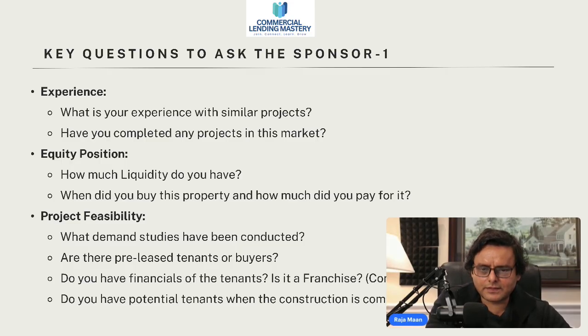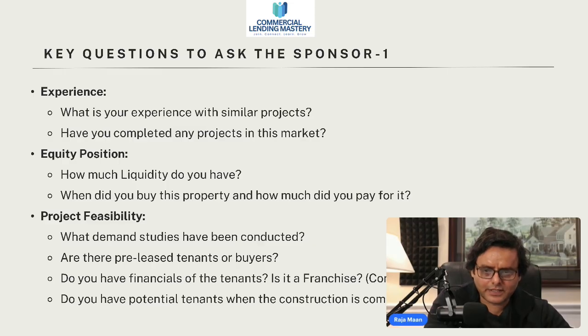Project feasibility. What demand studies have been conducted? That's a very common question. Again, do you know if the property is being sold in this area, and how much is the demand? How many tenants are out there looking for properties? Are there pre-leased tenants or buyers? That's a very common and very important question, because, like I said on the previous page, if you have tenants in place, pre-leased, or an LOI, a letter of intent signed by the tenant, that's a win-win situation, because that's going to make your application stronger.